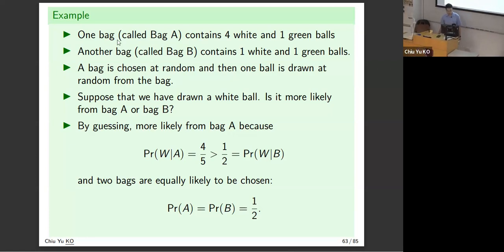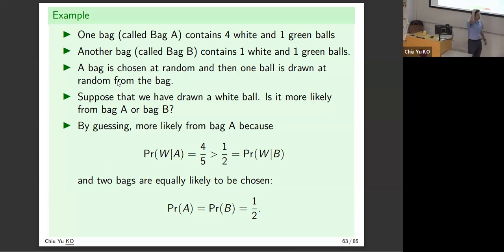And what we have is this question. We'll go through this and then we'll break, and then we go to the medical example. But this is the classical one, right? And we have A and B, right? Again, the same question, right? A has 4 whites and 1 green, and B has 1 white and 1 green.